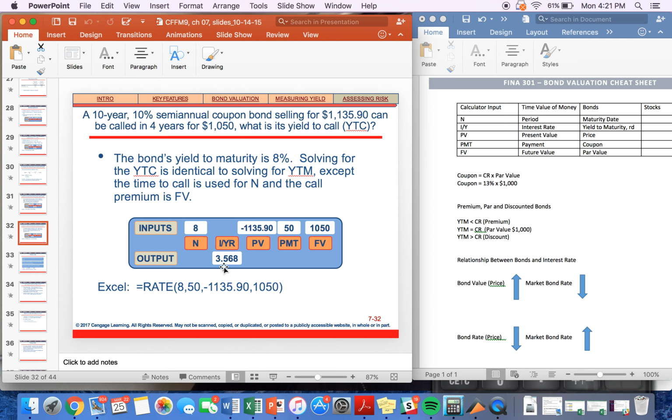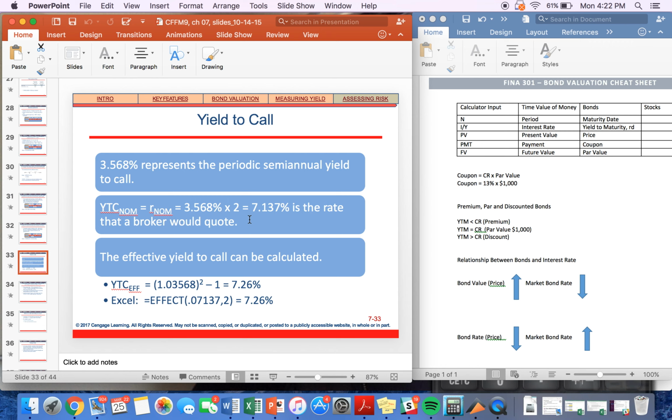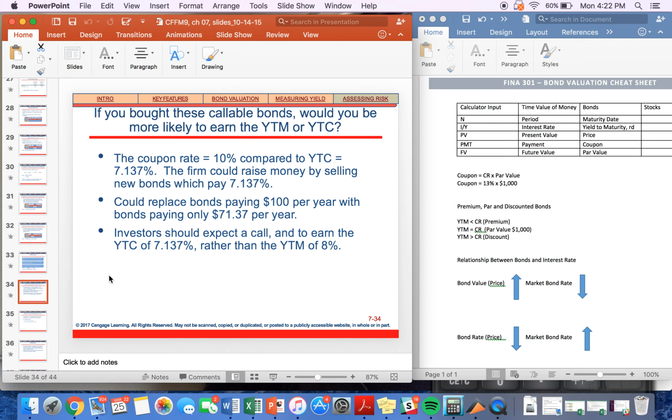So you need to take that rate and multiply it by your period, and because we're dealing with semi-annual here, my yield to call is actually 7.13%, okay? So essentially what you're taking away from this yield to call problem is that if your bond is called, you're not going to earn as much as if you earned yield to maturity, okay? So if the bond is being called, you will never earn as much as if you held it to yield to maturity.